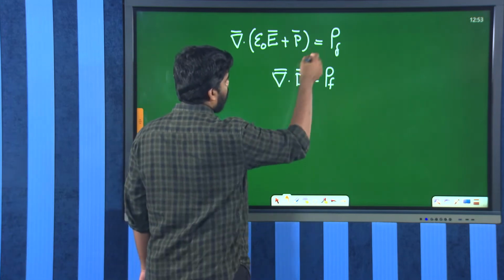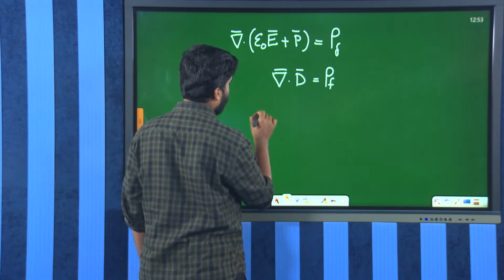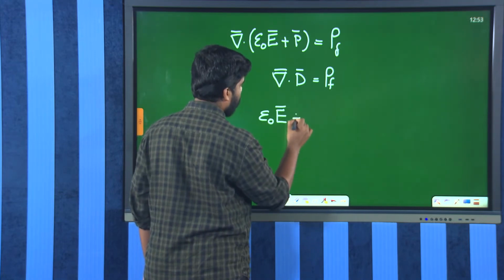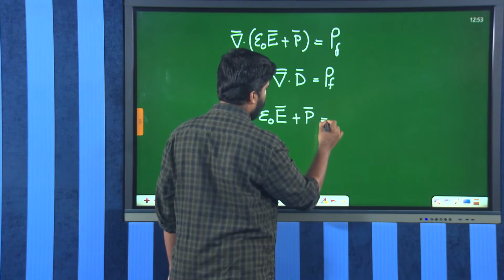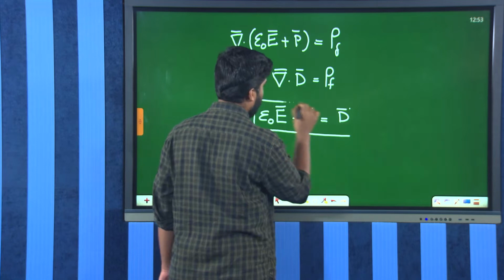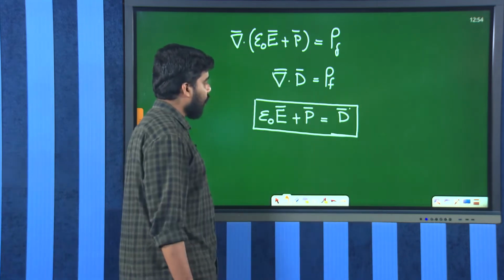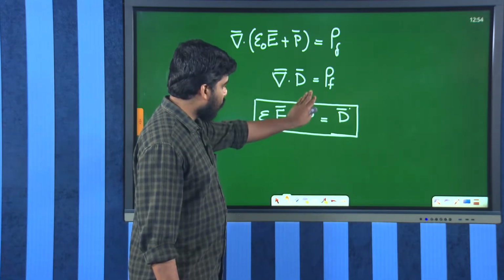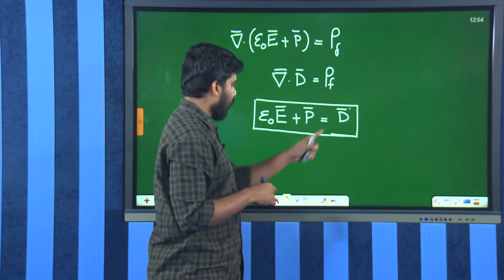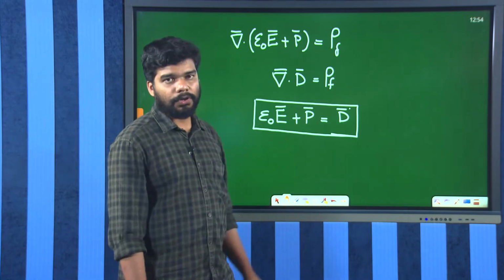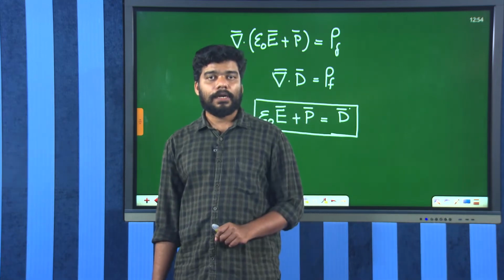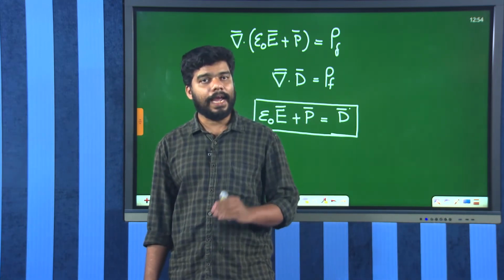So comparing these two equations, I can find the relation epsilon 0 E plus P is equal to D. So this is the connection between the electric displacement D and the polarization vector P and E. If it is not polarized, P is equal to 0, so I will get back my equation as D is equal to epsilon 0 E. So we have obtained a relation between D, E and P.